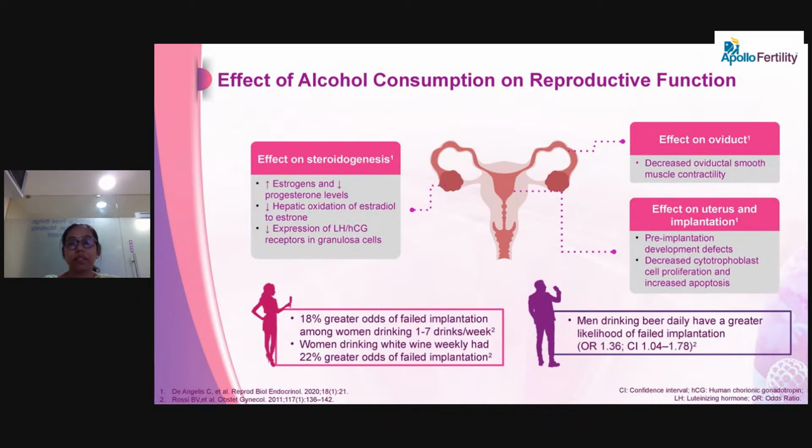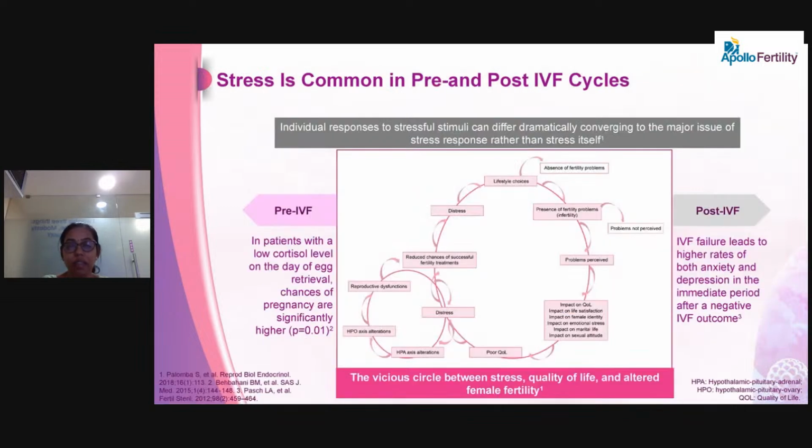Next, alcohol consumption. It has an effect on steroidogenesis, on fallopian tube function, and on the uterine cavity as well as on implantation. Alcohol consumption leads to an increase in estrogen and a decrease in progesterone level. There is a decrease in the hepatic oxidation of estradiol and estrone. So there is a decrease in the expression of sex hormone binding globulin in the granulosa cells, and it has an effect on the oviductal smooth muscle cell, decreasing its contractility. It has an effect on the uterine cavity as well. When there is a pre-implantation developmental defect, there is decreased cytotrophoblast cell proliferation and increased apoptosis. 18% greater odds of failed implantation are seen among women who smoke and consume alcohol.